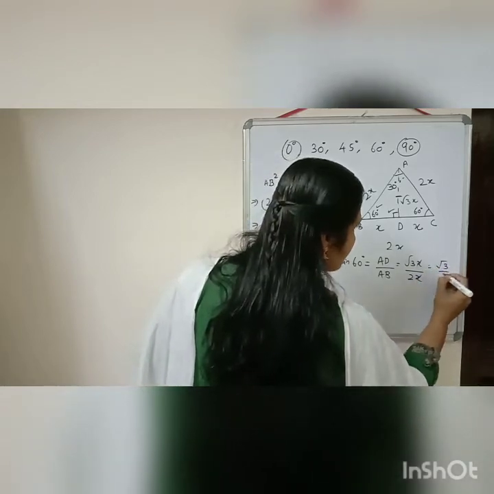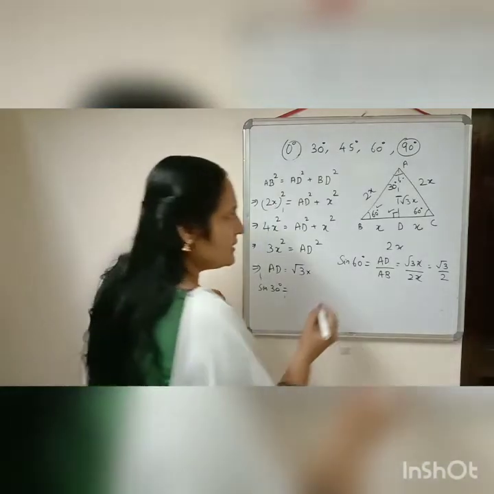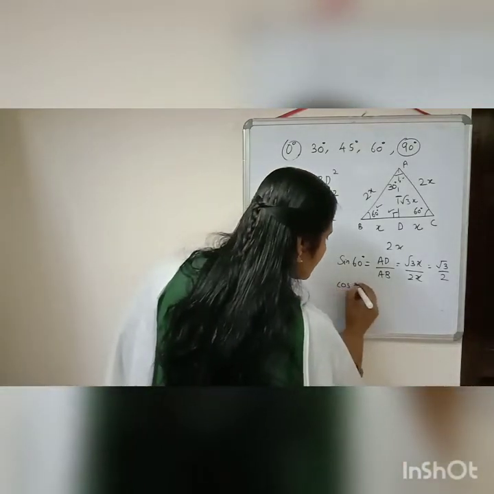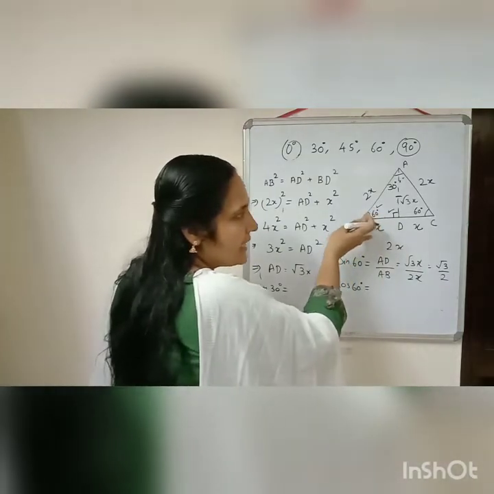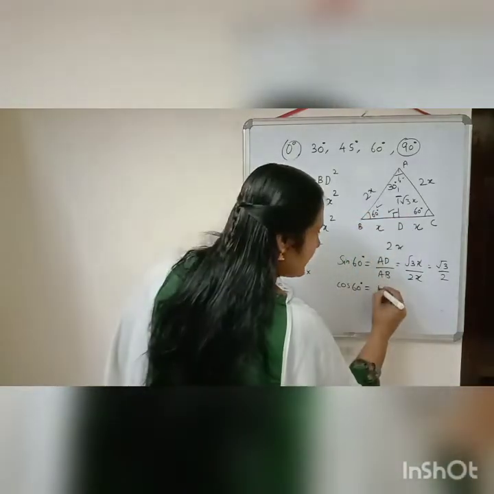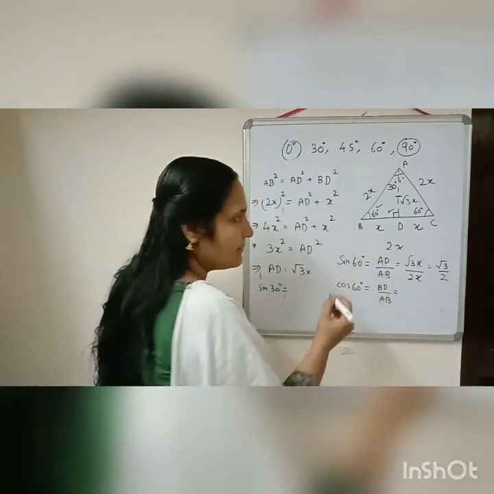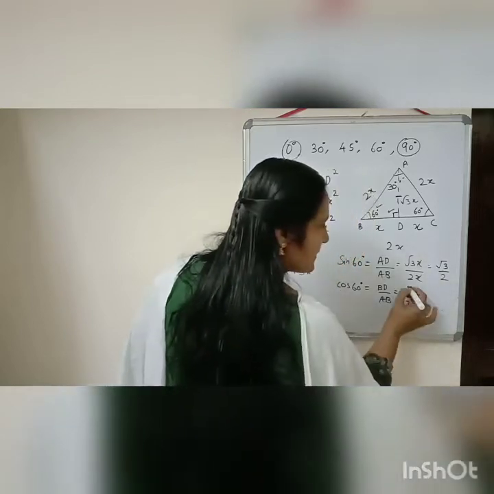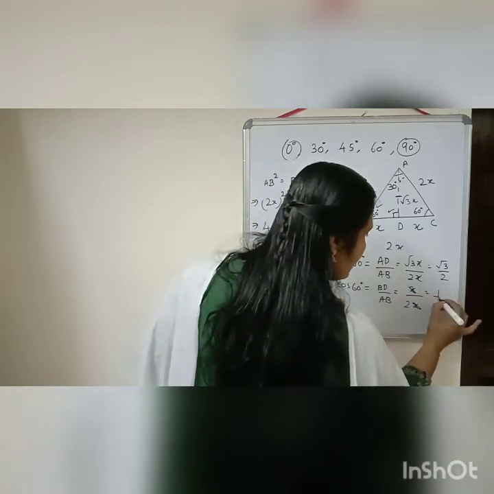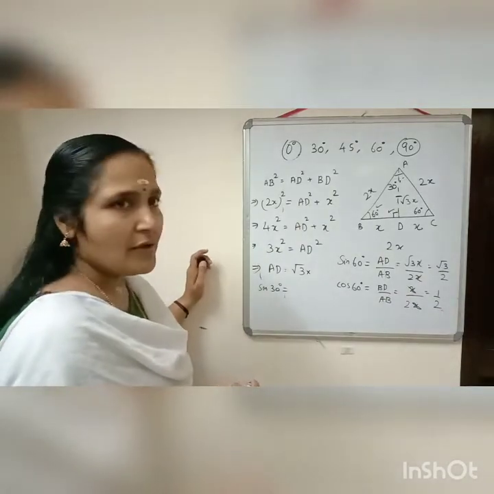We will get sine 60 degree is equal to root 3 by 2. In the same way, cos 60 degree is equal to side adjacent to 60 degree, that is BD, by hypotenuse AB. BD is equal to x, AB is equal to 2x. So x and x will get cancelled. We will get cos 60 degree is equal to 1 by 2.